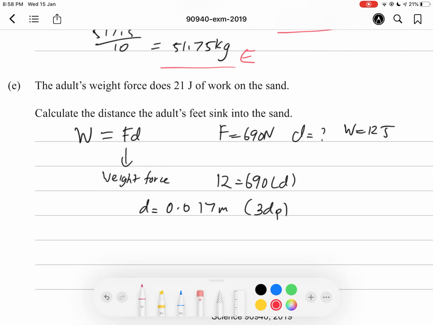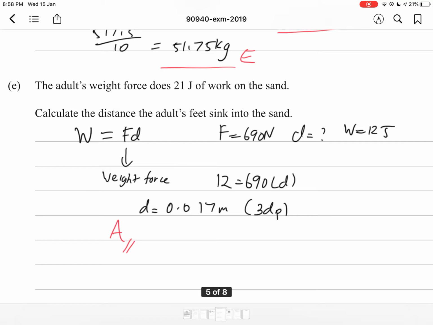Because this is just a one-step calculation, this might just be an achieved question. Again, I'm not too sure about this one, but I think because it's just a one-step calculation, it's just an achieved question.